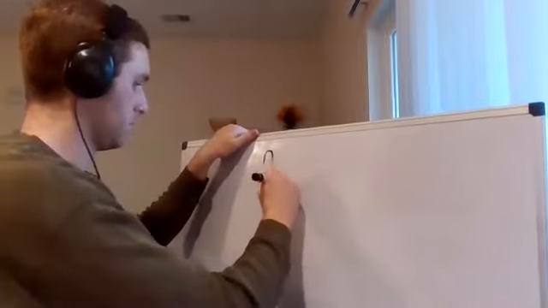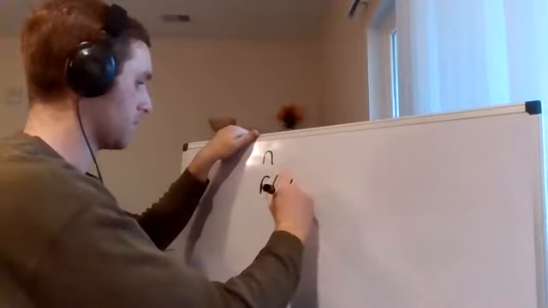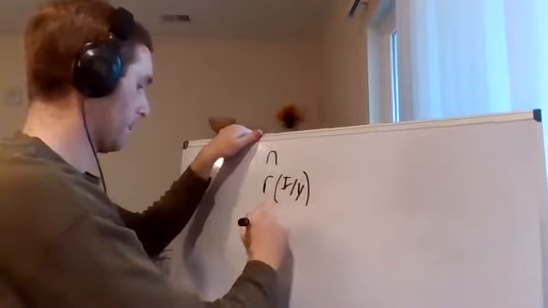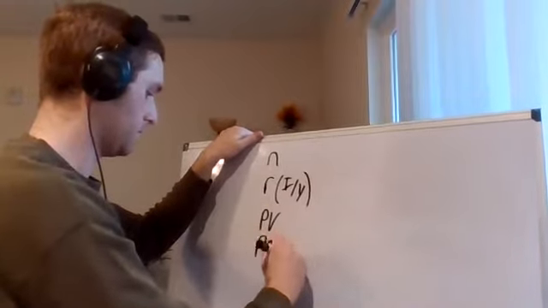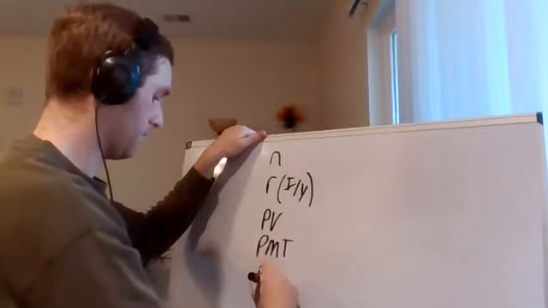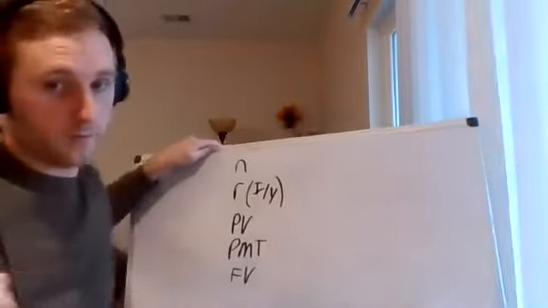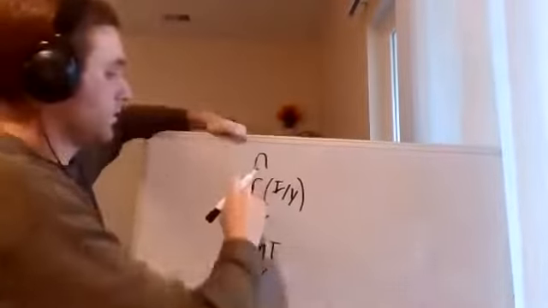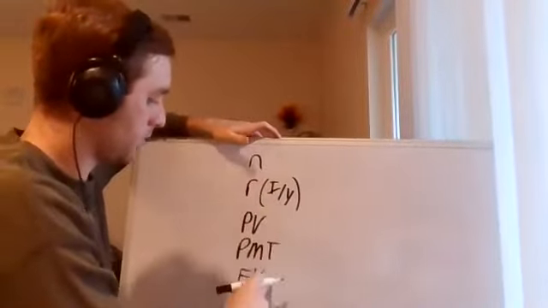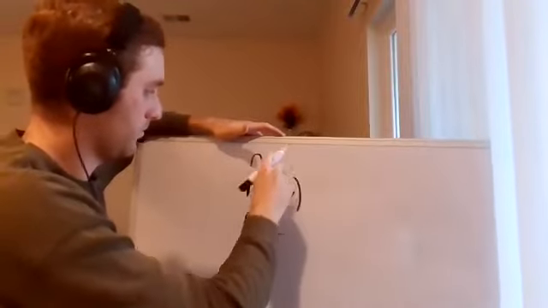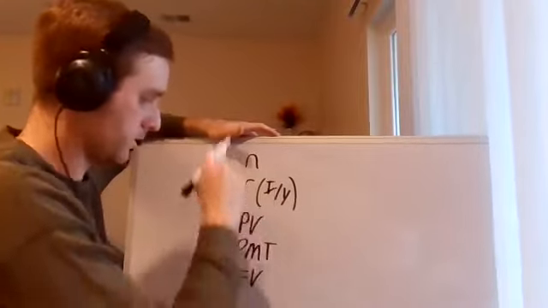N, I/Y, PV, PMT, FV. So this is all the variables we need. You don't need all of these. We're always going to be trying to find one of them. So as long as we have the other ones filled in, we're good.